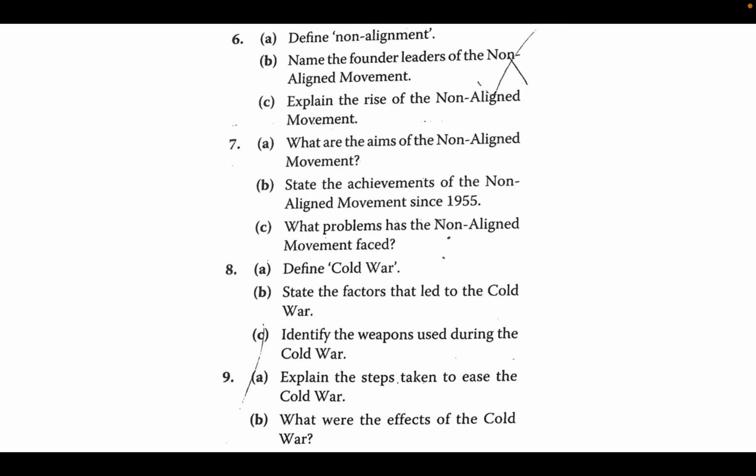8C. Identify the weapons used during the Cold War. 9A. Explain the steps taken to ease the Cold War. B. What were the effects of the Cold War?